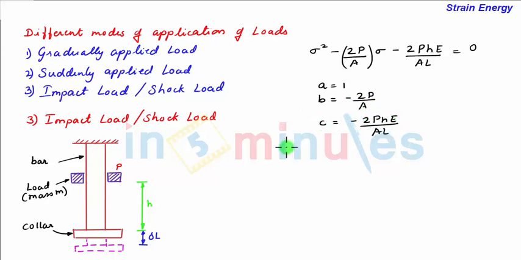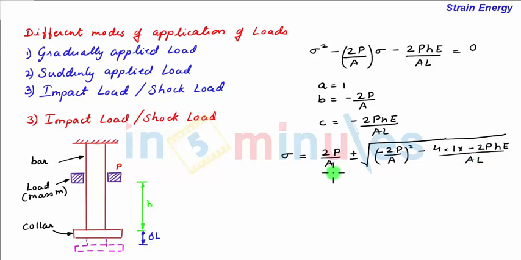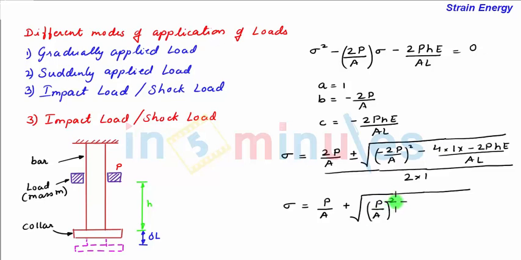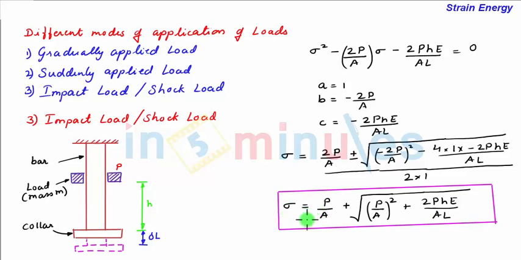The solution for a quadratic equation is given as sigma is equal to minus b plus minus square root of b square minus 4 into a into c, the whole divided by 2a. After rearranging it, we get the value of sigma as P by A plus square root of P by A the whole square plus 2PhE by AL. Now this is another important relation, which is the stress developed in a body when the load applied is an impact load or shock load. Let this equation be 3.